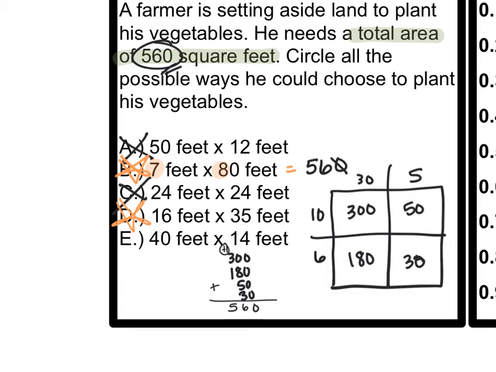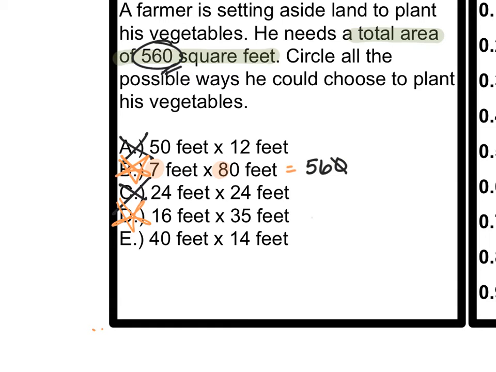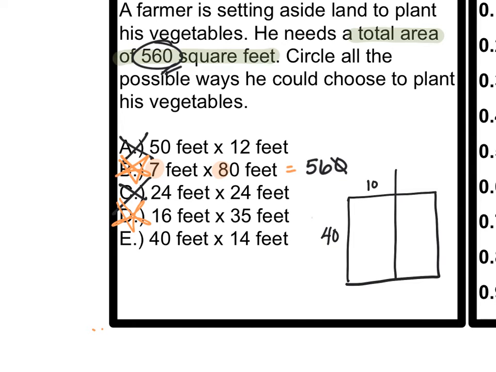And then we only have one more, 40 times 14. So I'm going to go ahead and multiply 40 times 14. So I'm going to do my box, but this time, because there is nothing in the ones place for the 40, I'm just going to leave it 40. And then separate out the 10 and the 4 for 14. So 40 times 10 is 400. And 40 times 4 is going to be 160. I can tell in my head, but when I add up 400 plus 160, I'm going to get a total of 560, which means that E is also a possible solution. So you had B, D, and E as possible ways that he could plant his vegetables.